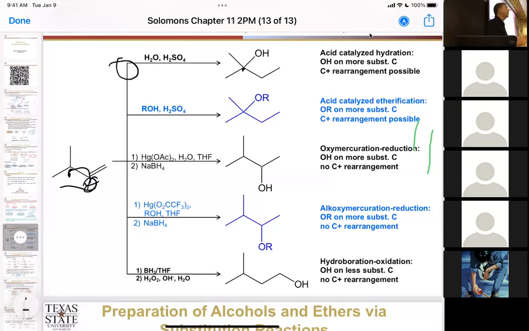But if we remove water from our system and instead replace it with an alcohol, water is a poor nucleophile. Alcohols are also poor nucleophiles. And so they will wait around for that carbocation to form, and they will also react at that carbocation, but now we have an ether. The difference between an alcohol and an ether is water or an alcohol. All alcohols will form ethers. All water will form alcohols in this catalyzed hydrolysis system.